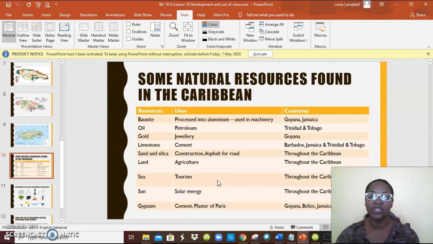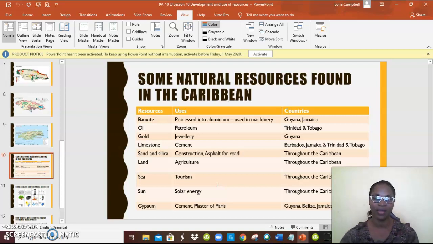So here we go now, just a listing of some of the natural resources found in the Caribbean. So bauxite, where is that found? Guyana and Jamaica. Oil, Trinidad. Gold, Guyana. Limestone, Barbados, Jamaica, Trinidad and Tobago. Sand and silica, all over the Caribbean. Land, all over the Caribbean. Sea, all over the Caribbean. Sun, all over the Caribbean. Gypsum, Guyana, Belize, Jamaica. And these, as I said before, are just some of the major ones.